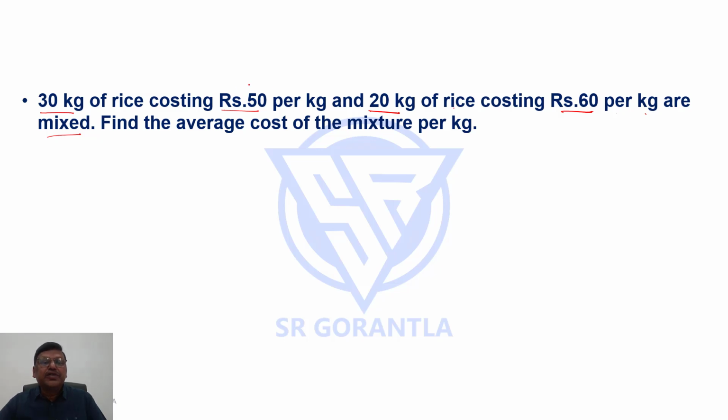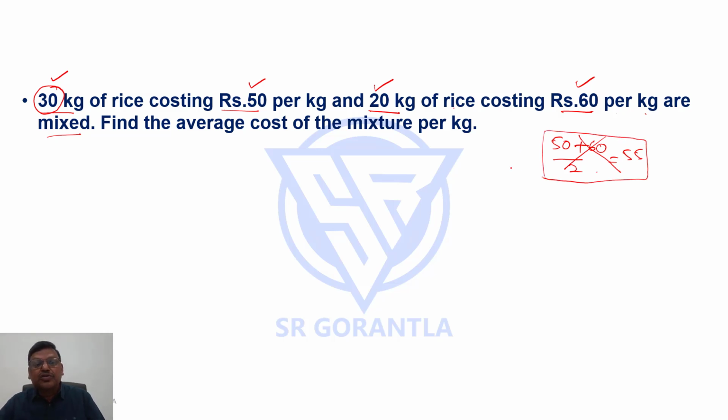Now, the first one is 50 rupees per kilogram, the second one is 60 rupees per kilogram. What is the average cost? Can I say 50 plus 60 by 2, 110 by 2, 55? No. The reason is the quantities are different. Here the first one is 30 kilograms, the second one is 20 kilograms. So since the quantities are different, we can't do that. In case the quantities are the same, then we can do this, but not now. So we have to consider the quantities also.